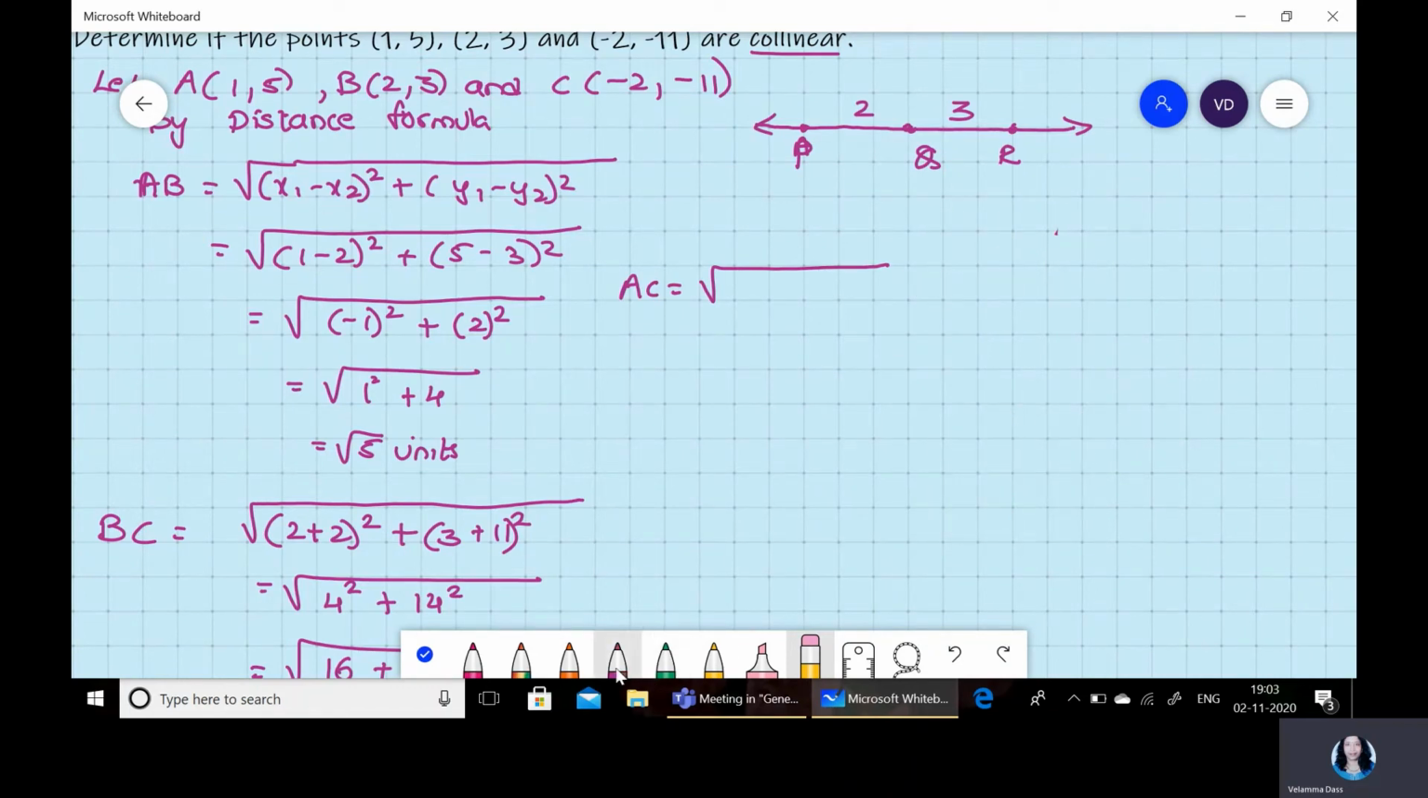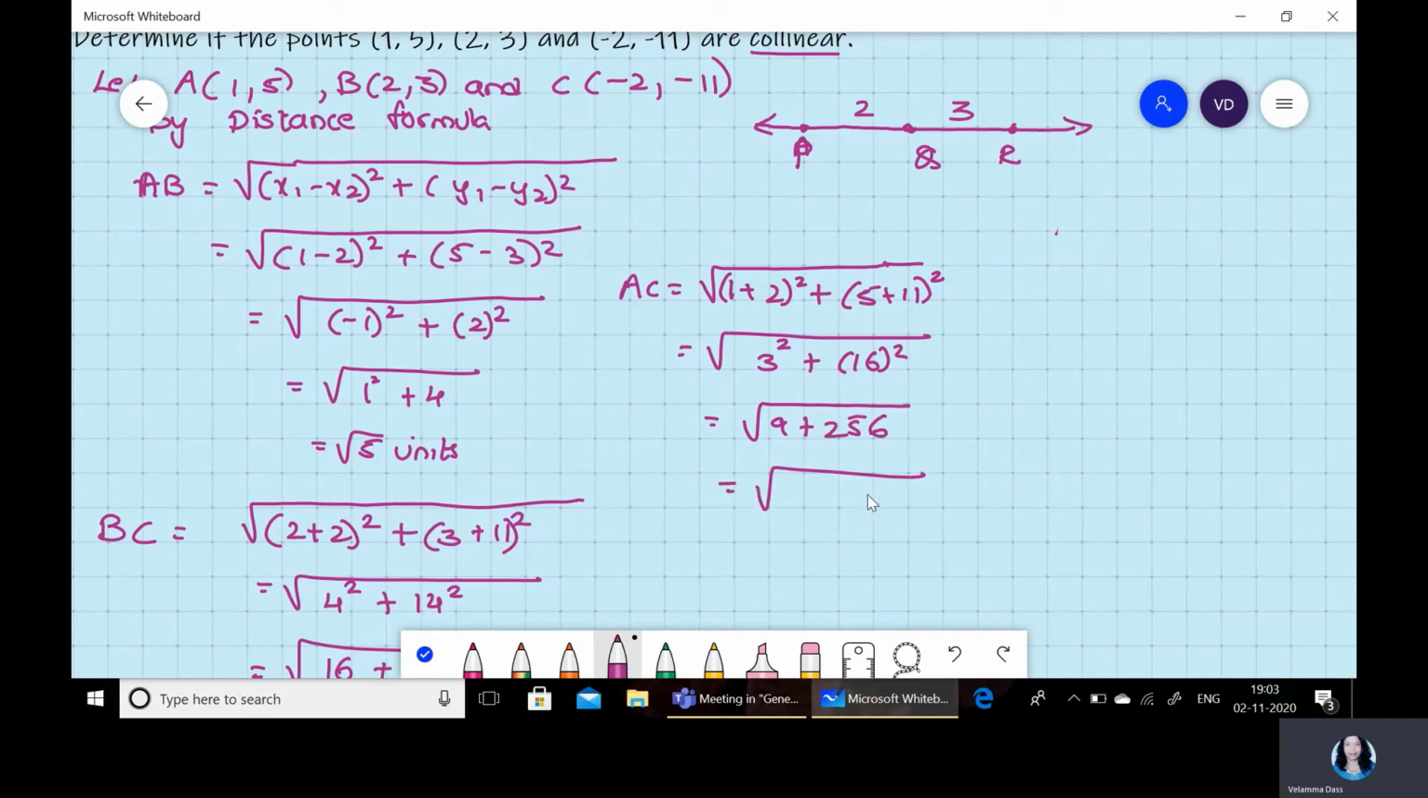Okay. So distance AC equals 1 minus, the difference of abscissas, minus of minus 2 will become plus 2, the whole square. Plus here we have 5 minus of minus, which will become plus 11, the whole square. So 1 plus 2 the whole square is 3 square, plus here we have 16 square. Here we have 9 plus 256, so 9 plus 6 is 15, and we are getting 265.